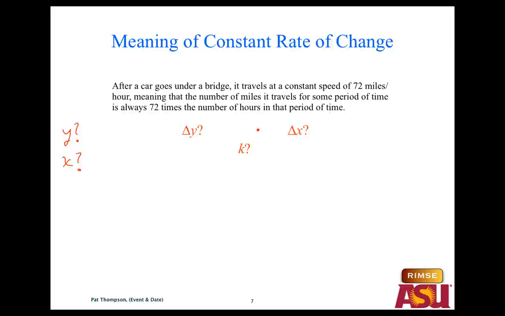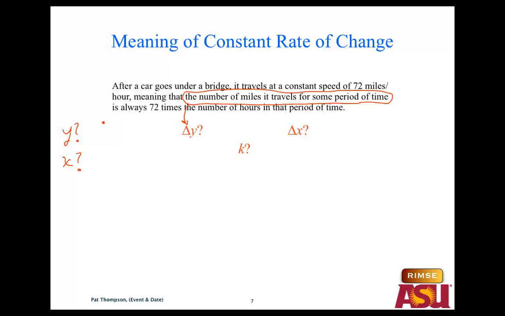Okay, so what in this paragraph is delta y? The number of miles it travels for some period of time. It's going to be after it passes the bridge, so that it's going at a constant rate of 72 miles per hour, but it doesn't have to necessarily start right when it passes the bridge. What do you think about what Chloe's saying? Do you agree? Does it have to start at the bridge? Okay, what about the quantity y? Well, I said that the quantity y would be what it drove before and after the bridge added together.